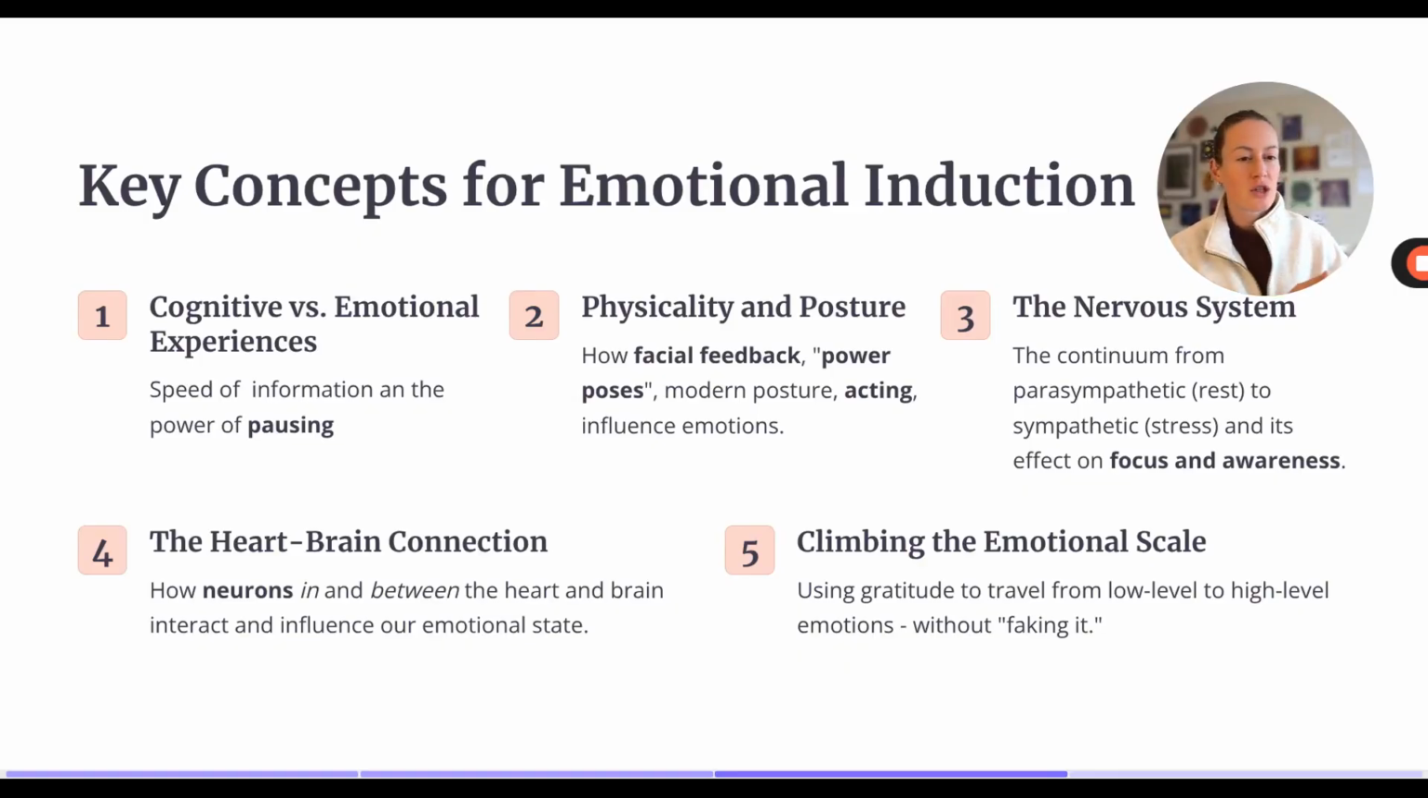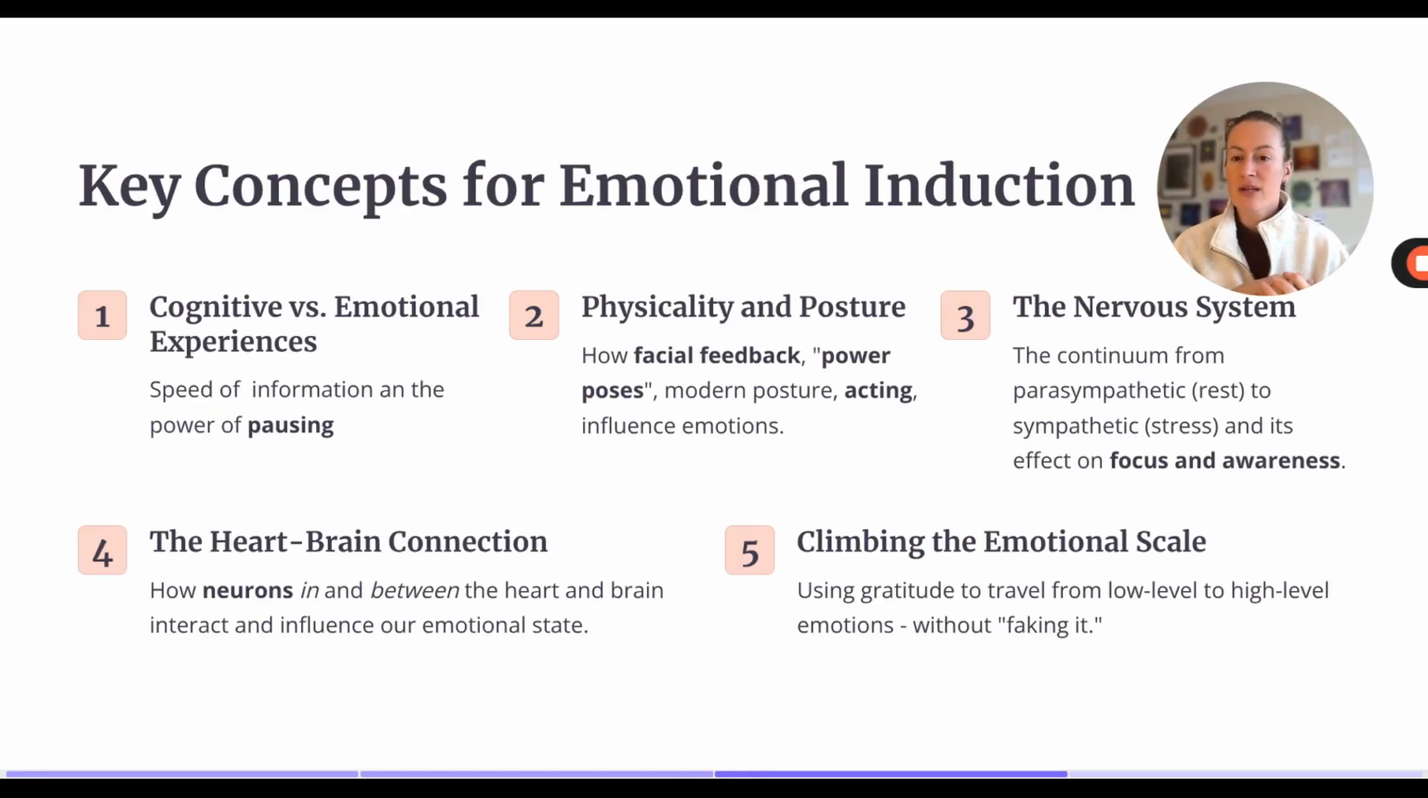Next, we move on to the nervous system, and we're going to look at the continuum of parasympathetic to sympathetic, or known as rest or relax, and stress or high intensity survival, and the differences between those 2 ends of the continuum, and the difference between awareness and focus, and how we can use that to our advantage.